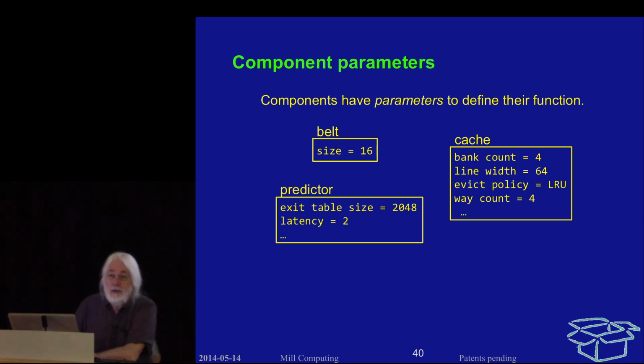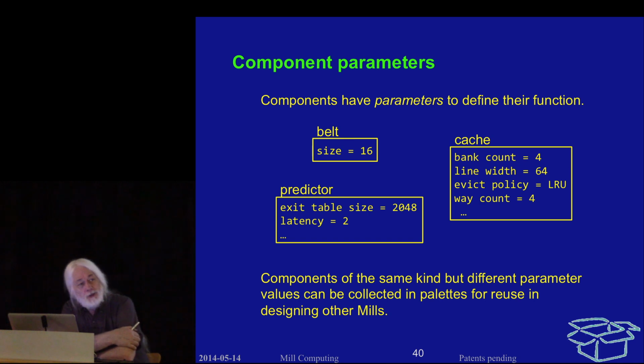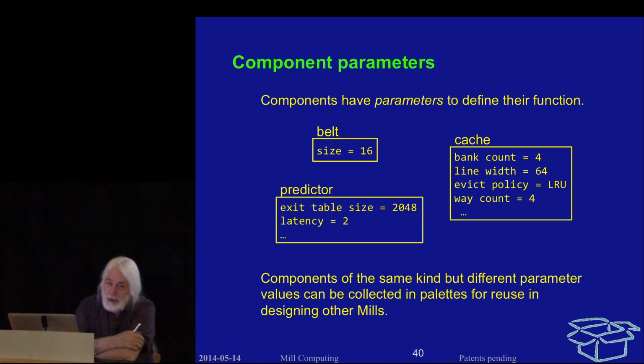The predictor table sizes. Components that are of the same kind but have got different values can be created and put in palettes. And then when you're actually creating a member, you pull individual ones off a preset palette, or if necessary, make a new component with a new set of arguments.